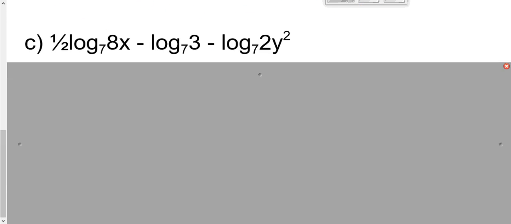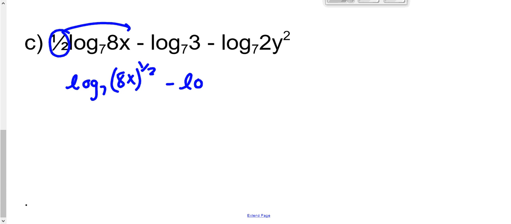Then let's look at one more. So let's start with our exponents. Really, we just have 1 here. So this is log base 7 of 8x to the 1/2. This one does not have an exponent, and this one does not have an exponent. Then we want to look at what these say.